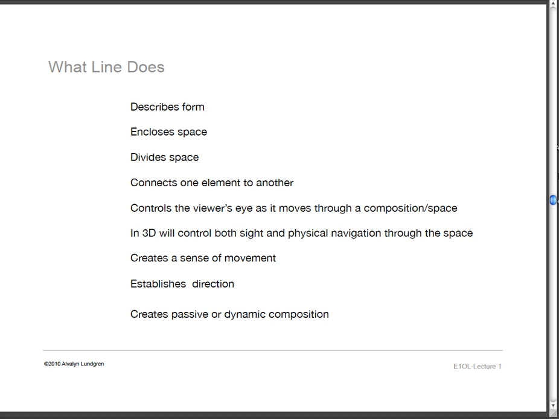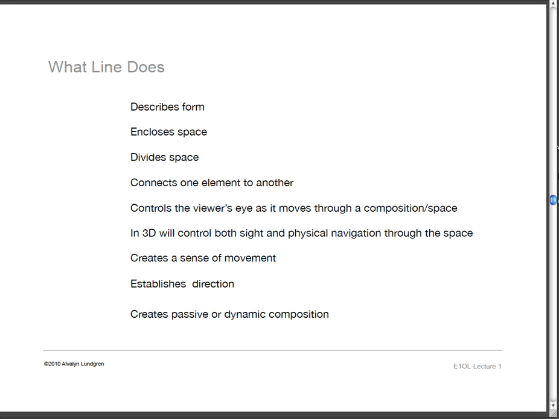Line will connect one element to another. That will be through implied line and psychological line, and actually even inscribed line can do that. You connect the dots. Line will control the viewer's eye as it moves through a composition or a space, and you can do that with any and all of the types of lines. Line three-dimensionally relates to the path of movement and a line of sight in the space or from the space into another space.